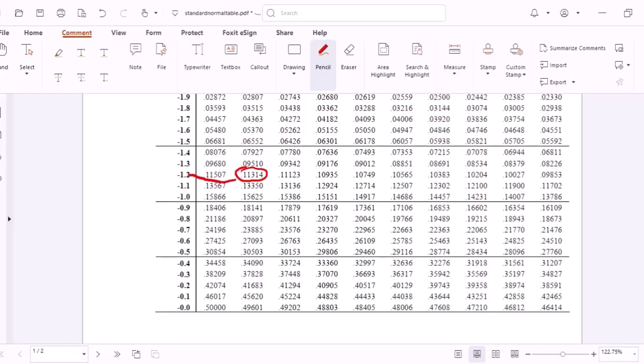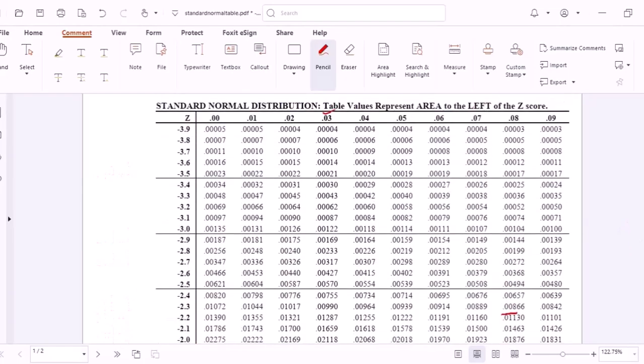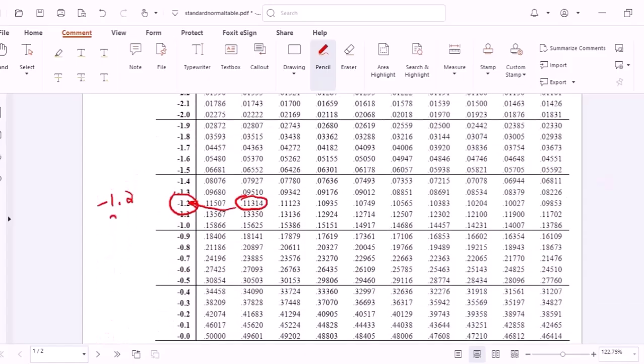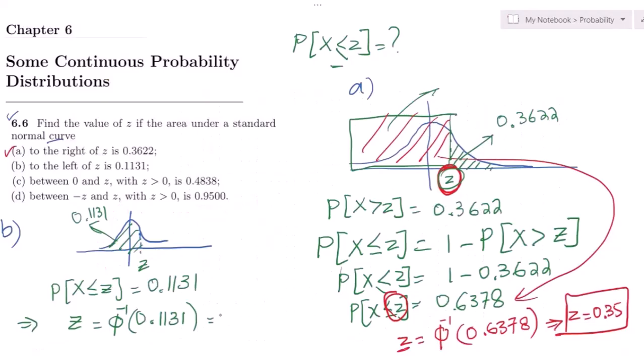So here, the higher value is minus 1.2, while after the decimal value it is 0.01, so it would be minus 1.21. So let me write it here: minus 1.21, this is the value of z. So this is basically the solution of part B of my question.